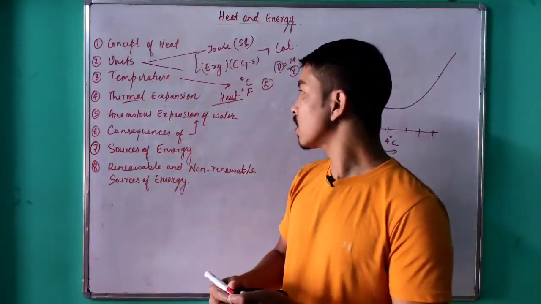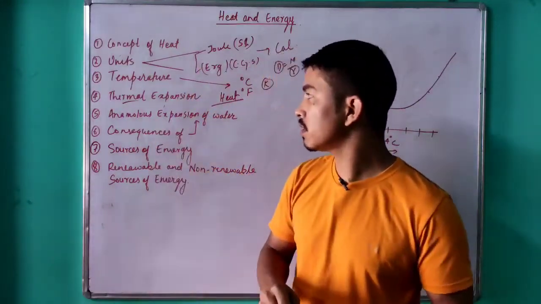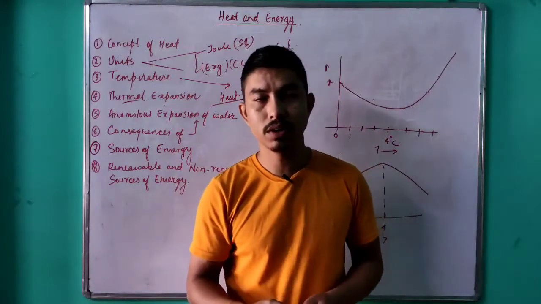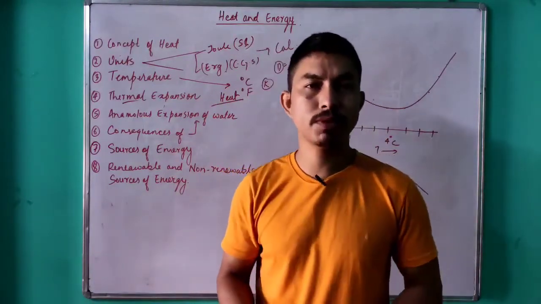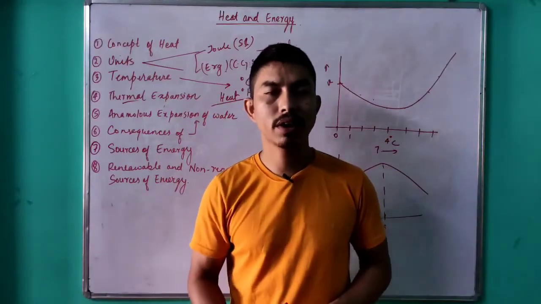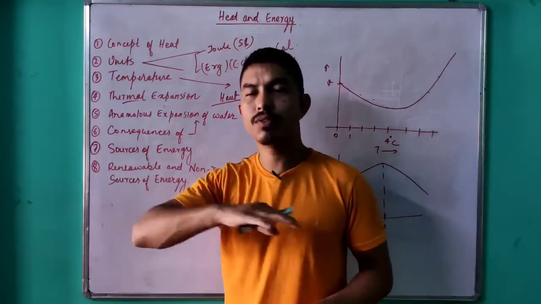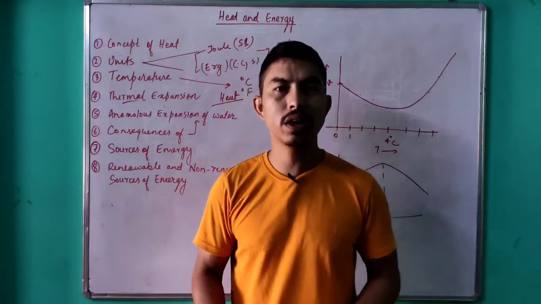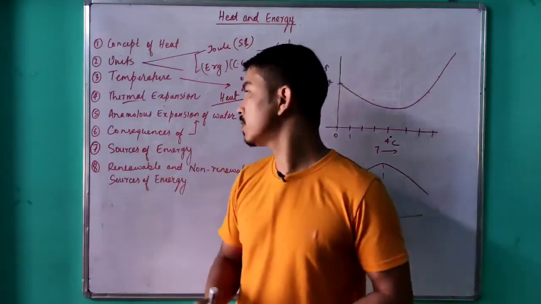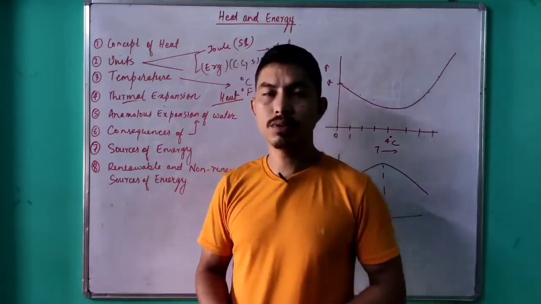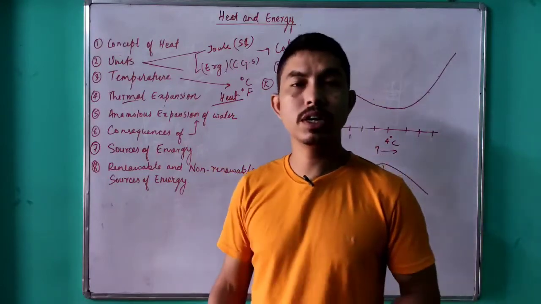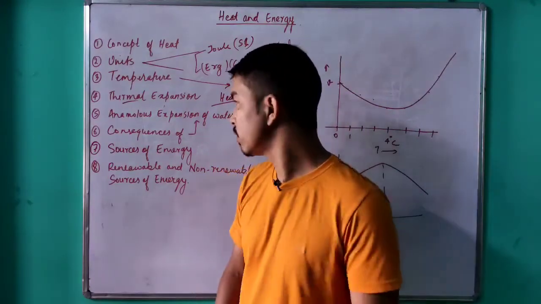Now coming to the consequences of the anomalous expansion of water. It is only because of the anomalous expansion of water that aquatic life can survive in cold countries. You have seen that the upper layer of the pond freezes, but the lower layer still remains liquid. It is because of the anomalous expansion of water. It is given in detail in the book, you may go through it.